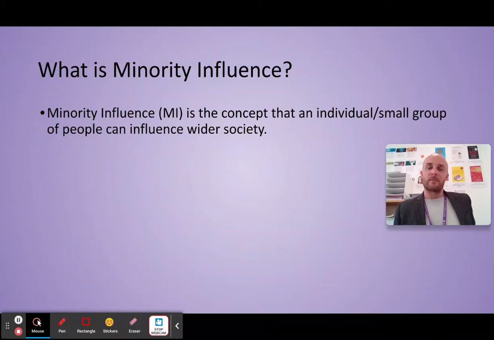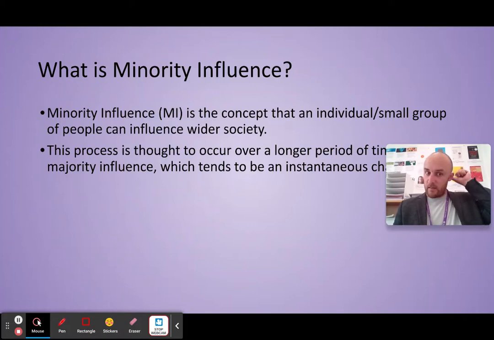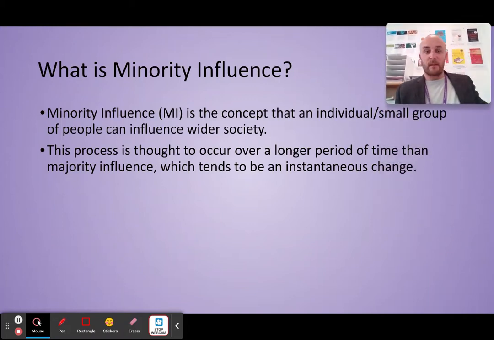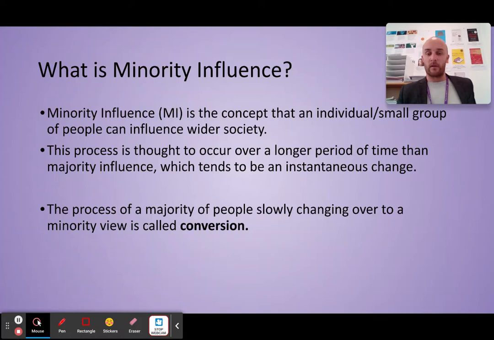So as I said, it's the concept that an individual or a small group of people can influence wider society. The process is thought to occur over a long period of time, unlike majority influence, which tends to be instantaneous. So minority influence does take a long time. And this is called conversion. So conversion is literally the concept that change from a small group of people takes quite a long time. Whereas if you look at Asch, the change happened almost instantaneously. So majority influence is very quick. Minority influence is very, very slow. But not only do you have to know that, you really do have to understand why as well.